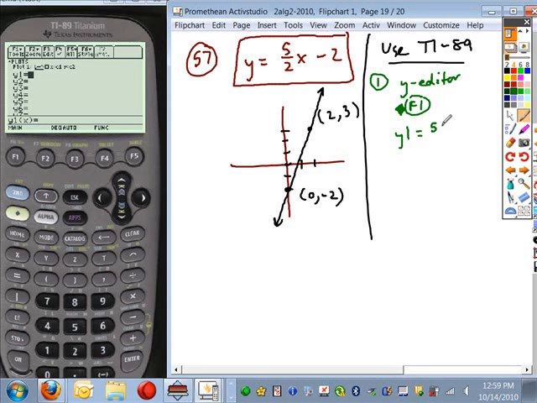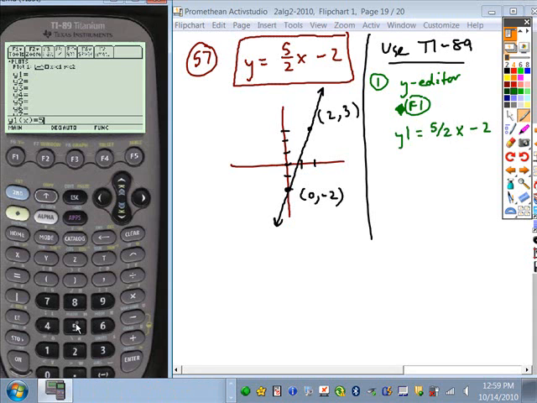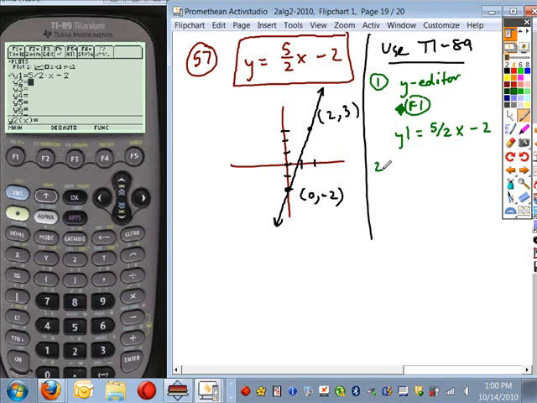So if we type in 5/2x minus 2, it should automatically interpret that. You don't even need parentheses around this, and you don't need to put in the multiplication, it will infer the multiplication for you. And so you see, once you enter 5/2x minus 2 and hit enter, it'll type that into your y-editor.